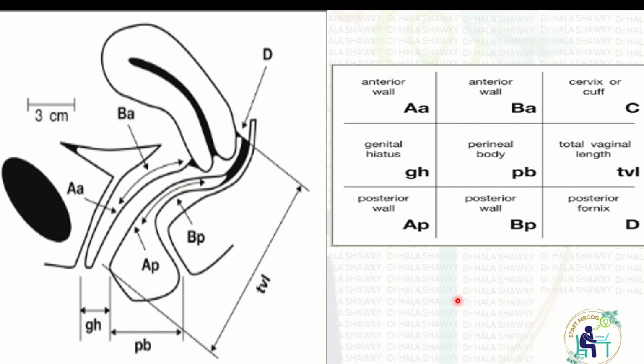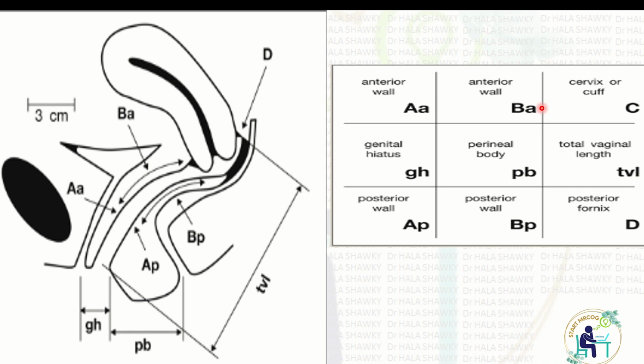Here we have the grid. In the grid we have 9 points put in a 3 by 3 table. In the upper row, we have 3 points demonstrating the anterior wall, and in the lowermost row are the points demonstrating the posterior wall, and in the middle we have the measurements including genital hiatus, perineal body, and total vaginal length.